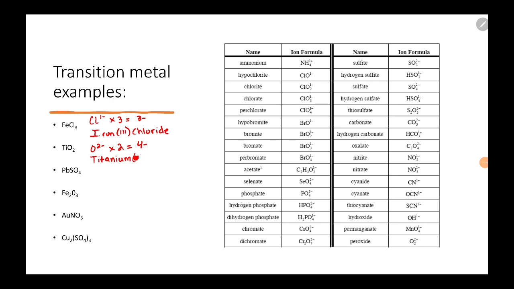4 has the Roman numeral IV there. Oxide is the end of the name. Titanium(IV) oxide is the name of TiO2.